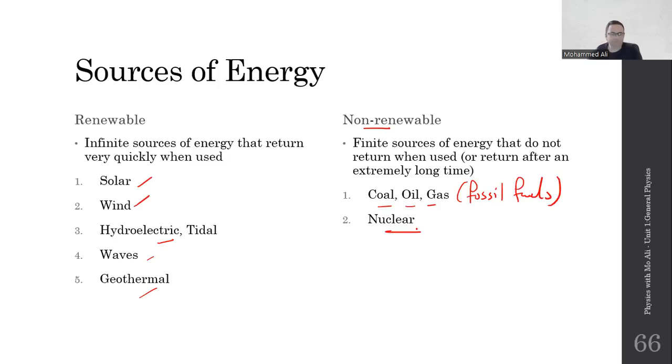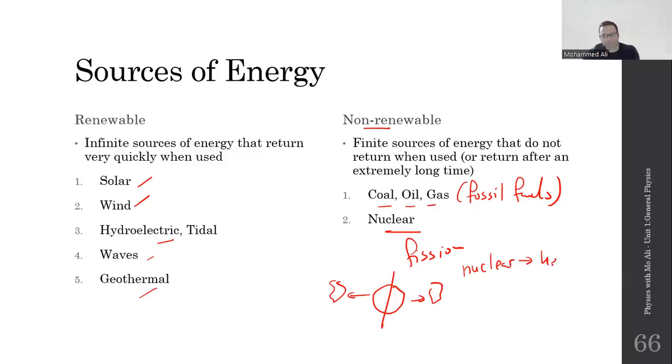And nuclear energy, uranium that we use in nuclear fission. Nuclear fission is a process where you take a nucleus and you break it into smaller pieces, smaller nuclei, to release energy, which converts nuclear energy into heat and light.